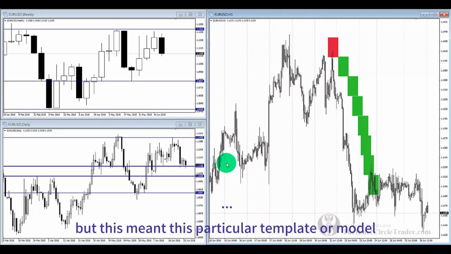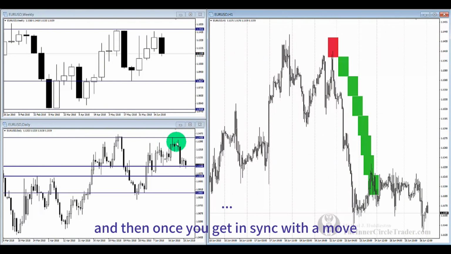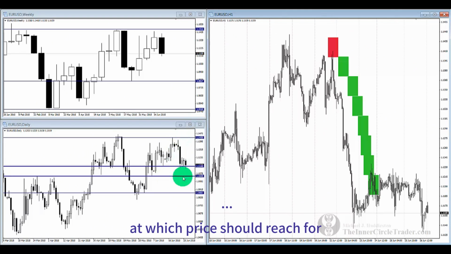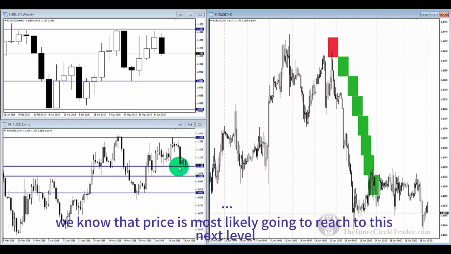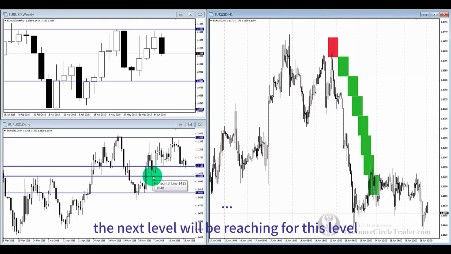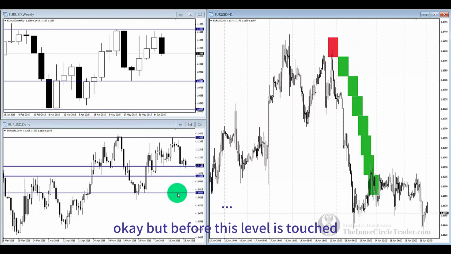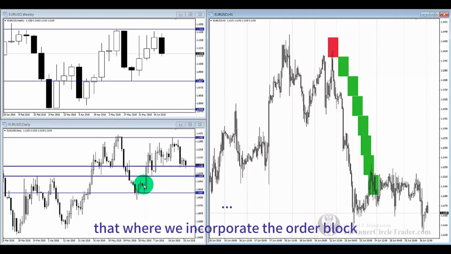this particular template or model, okay, or module rather, is really just meant to use the higher level key support resistance levels, and then once you get in sync with a move, what you're looking for is the counter levels at which price should reach for. So when it started selling off here, we know that price is most likely going to reach to this next level, and if this level is taken out, the next level will be reaching for this level. If this level gives way, it's going to reach down to this level. Okay, but before this level is touched, that's where we incorporate the order block, because there's no bullish order block.